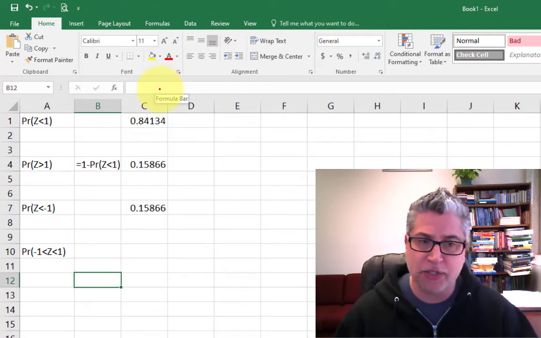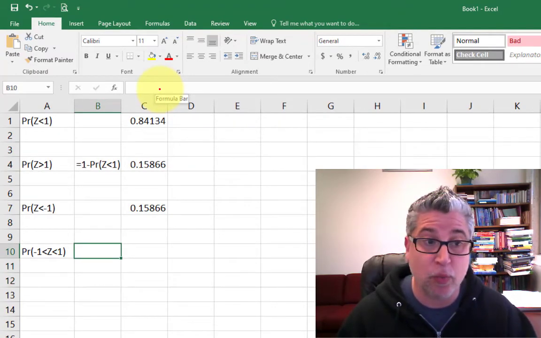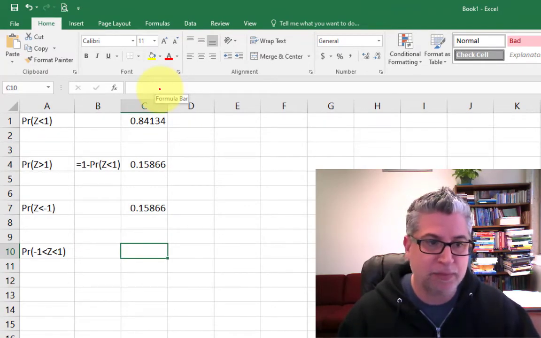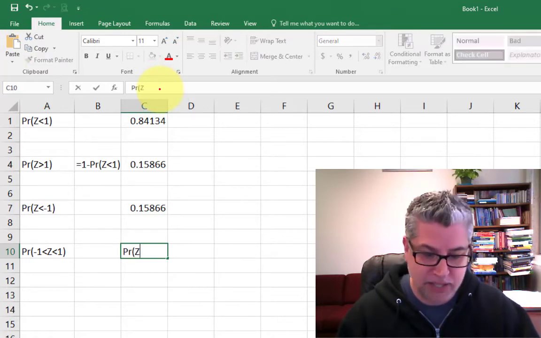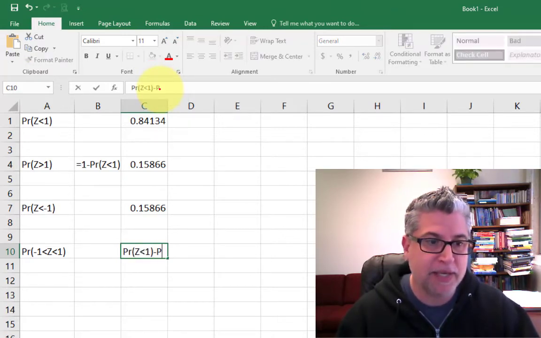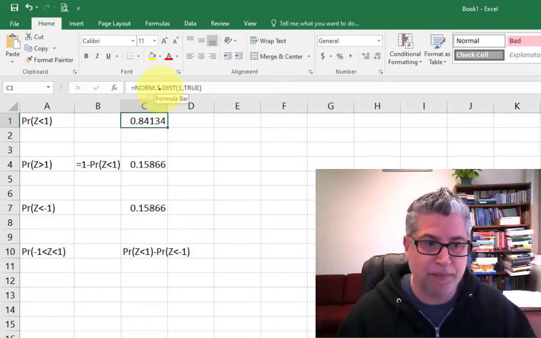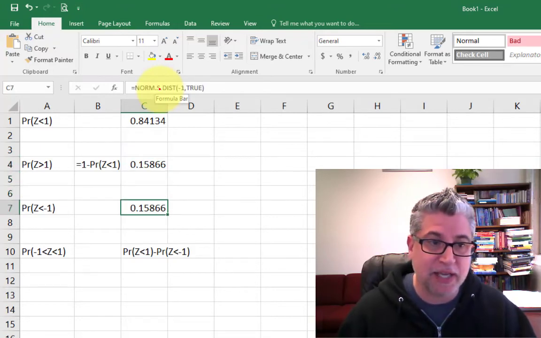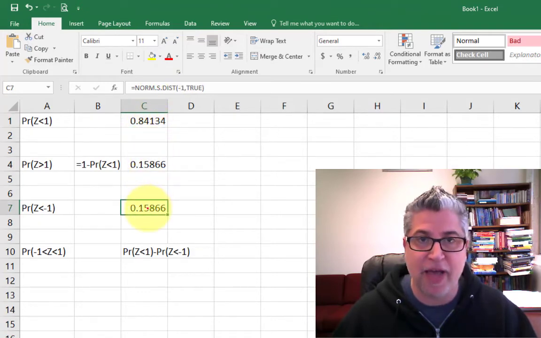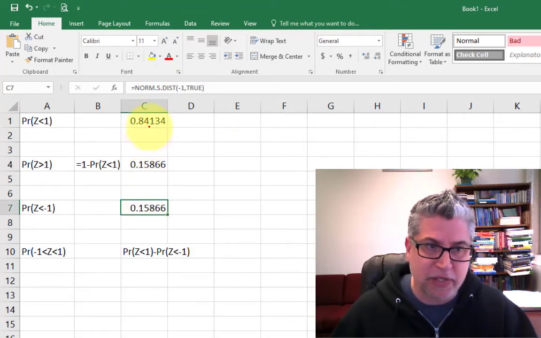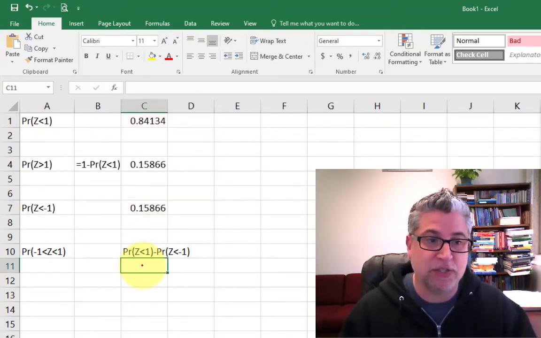So I'll do this in just a couple of cells rather than doing it all in one particular cell. What we want is the probability that z is less than 1 minus the probability that z is less than -1. So how do we do that? The probability that z is less than 1, we already calculated up here. And the probability that z is less than -1, we calculated right here. So I really only need to just do this minus that. And so I could do that just subtracting these two cells. Or I could just do this all in one fell swoop.